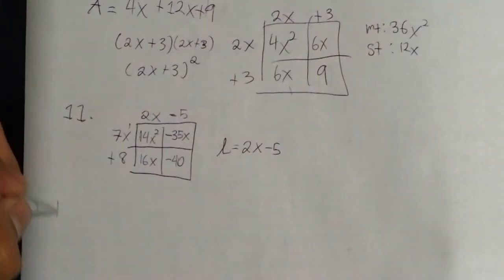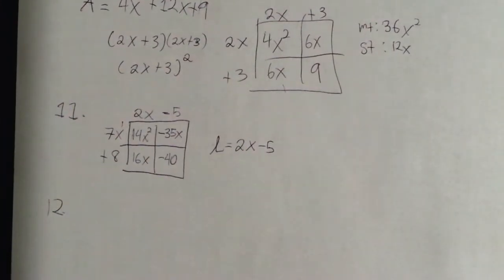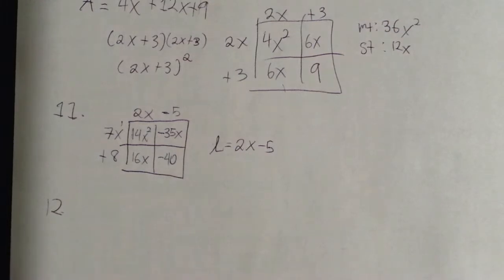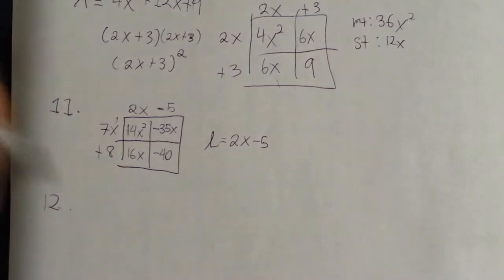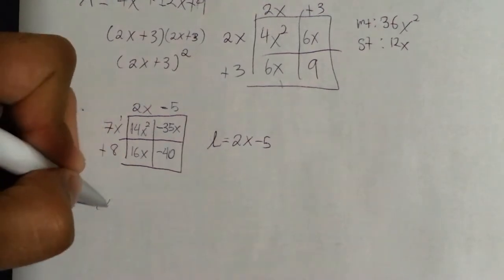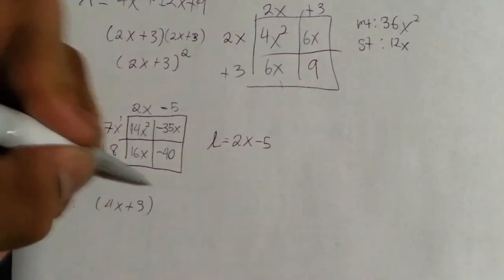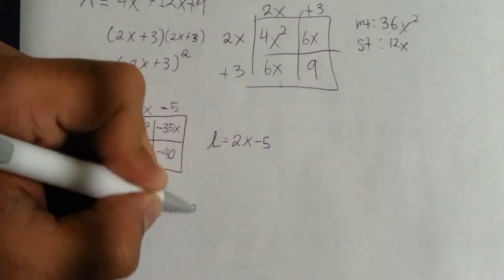And then finally, let's look at number 12. Number 12 says a rectangle has a length of 4x plus 3 and a width of 5x minus 2. What would be the expression that represents the area of this rectangle? So if we have a length and a width, and we want the area, we need to multiply that length and width. So we can multiply 4x plus 3 times 5x minus 2.